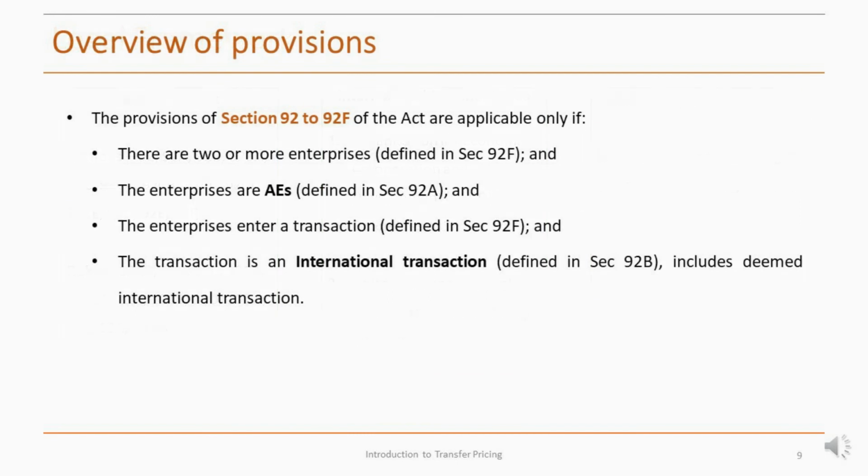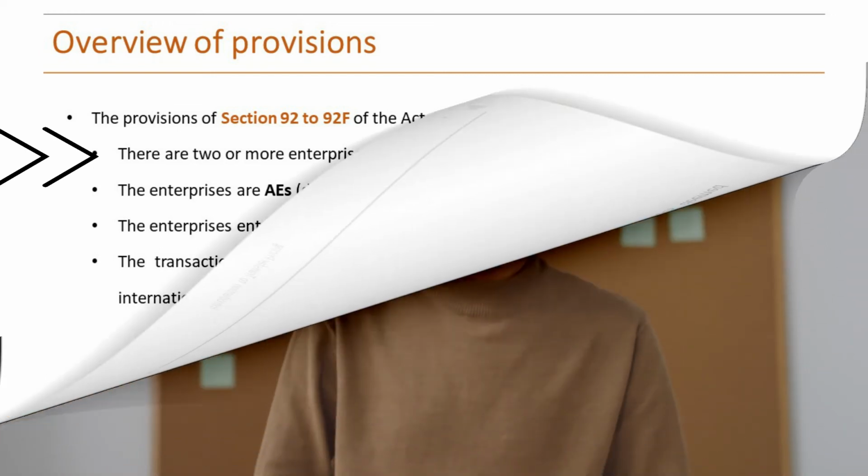Let's look at the broad contours of transfer pricing provisions in India, and for those of you who are interested, the respective section numbers. Sections 92 to 92F codify the primary requirements of how TP regulations apply. The primary ingredients for it to be applicable are: there should be two or more enterprises. The absolute bare minimum requirement is that the transaction should be between two enterprises. If there is only one enterprise, then the provisions do not apply.